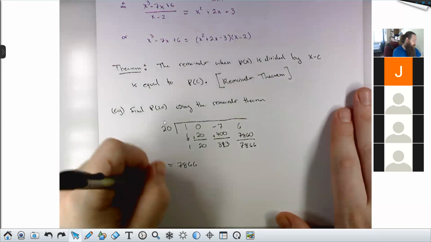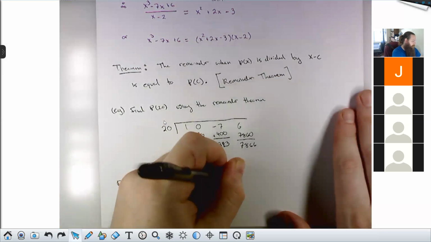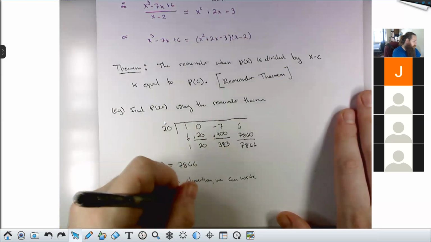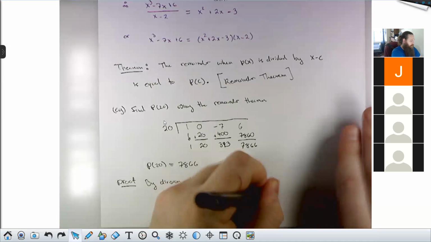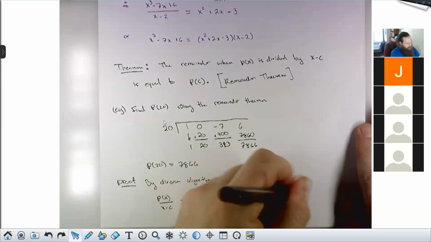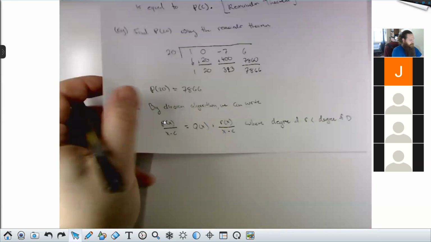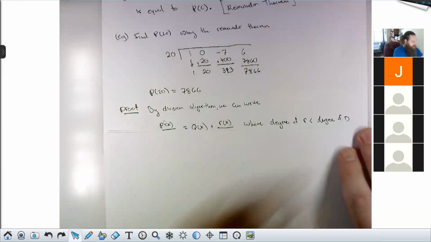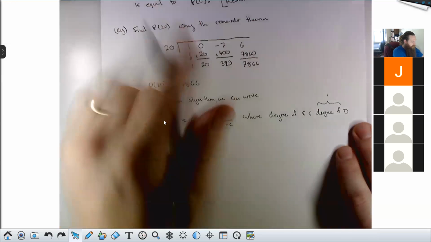By the division algorithm, we can write p of x over x minus c is equal to Q of x plus R of x over x minus c, where the degree of R is less than the degree of D. Here, D is x minus c, so the degree of D is 1, which means the degree of R has to be smaller than 1, which means the degree of R has to be 0, so R is a constant.